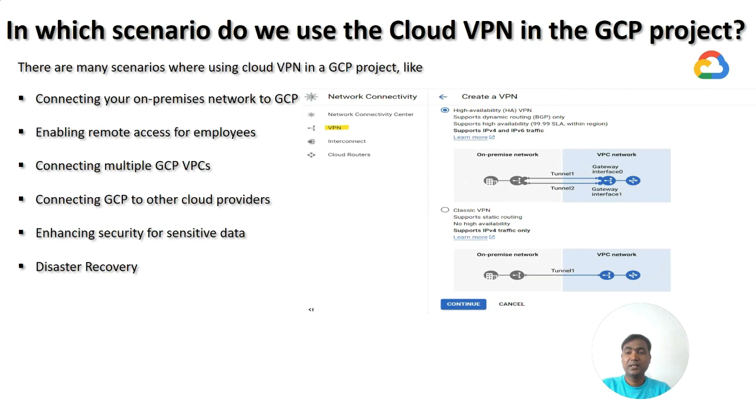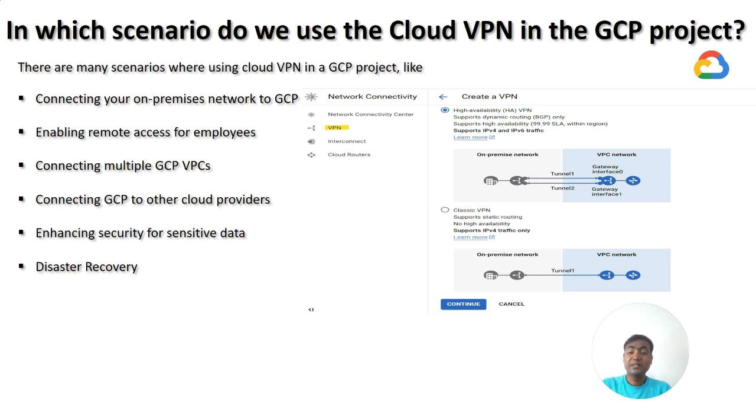Now I'll guide you through in which scenarios you use Cloud VPN in a GCP project. Cloud VPN in Google Cloud Platform is used in various scenarios where secure and encrypted communication between an on-premises network and the GCP resources is required.